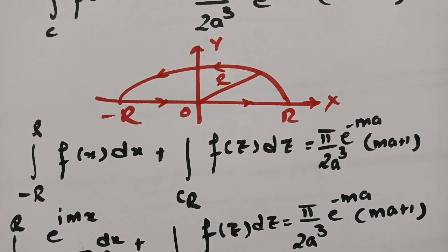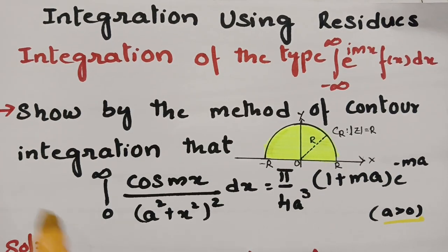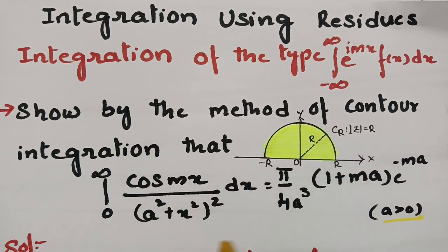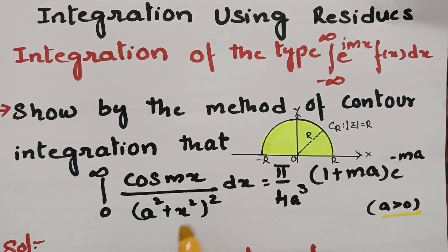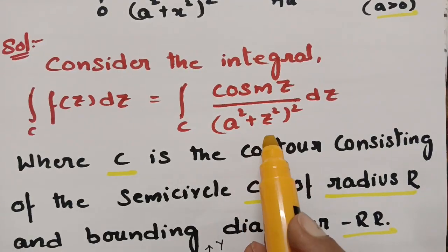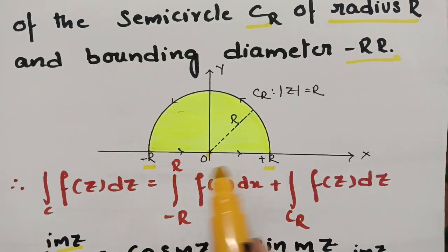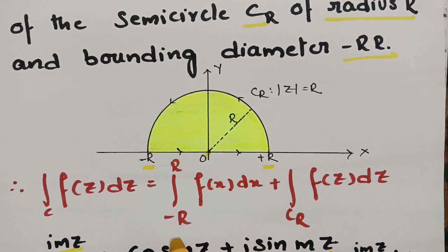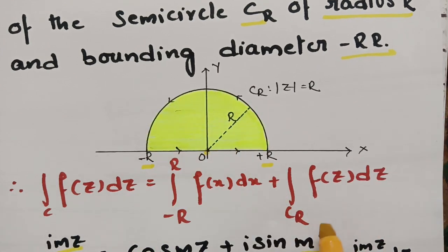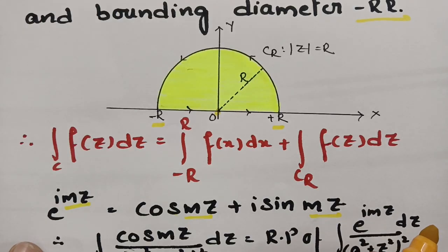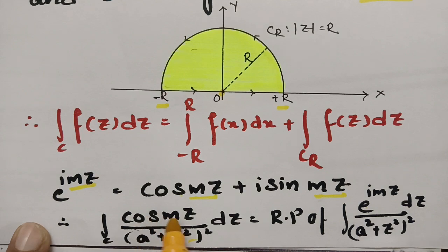Back to the beginning, I'll explain it to you once again. It is asked to show, using the method of integration, that the integral from 0 to infinity of cos mx by (a square plus x square) whole square dx is this one. So first of all, I have taken it in terms of z, and C is the contour, and we have to split it in two parts, that is minus R to plus R, and the next one is the bounding line of the semicircle, that is C_R, f of z into dz. As the question is in terms of cos mx, I am transforming cos mx as the real part of e power imz.